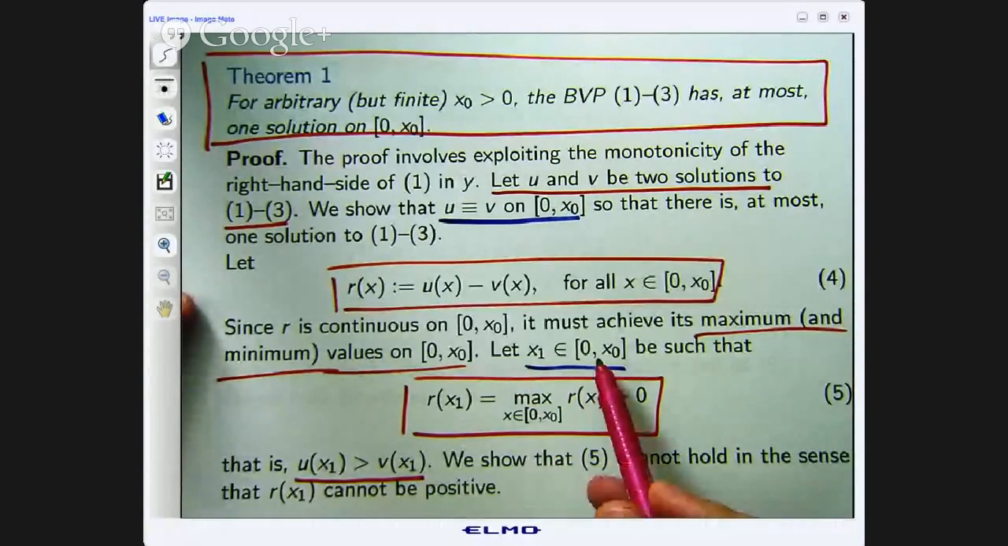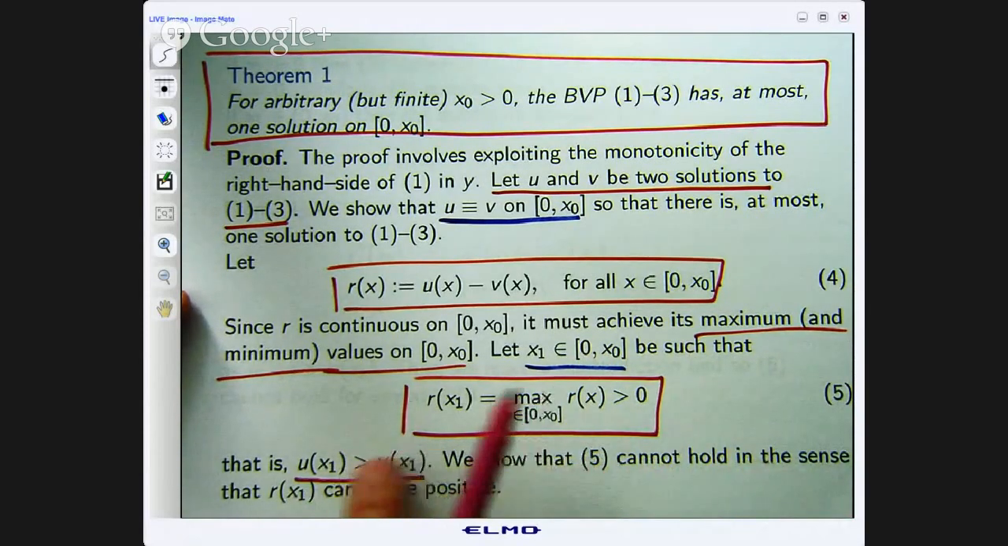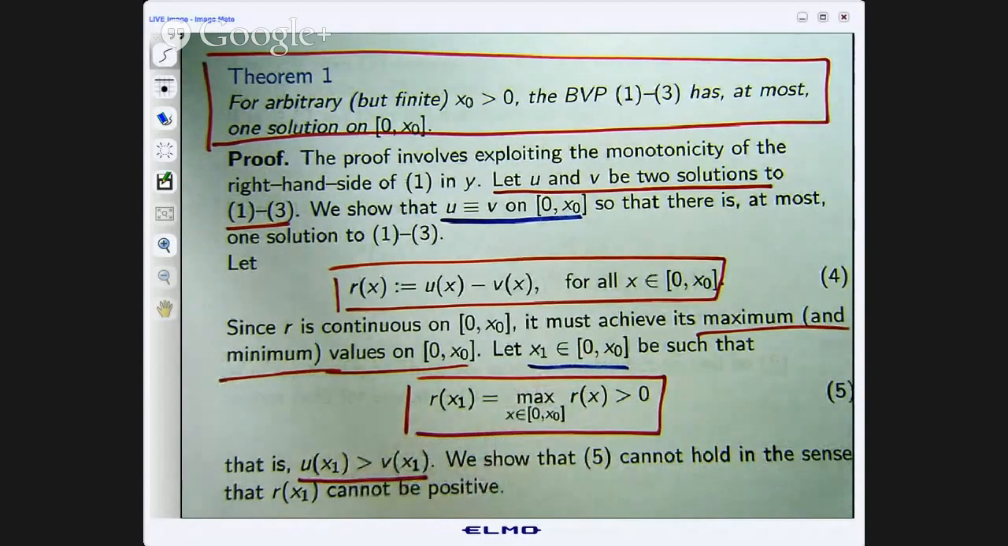Okay, so let x0 be the point in this interval which we know exists, where R has its maximum value, and let's assume that the value of R at x1 is positive. Let me just share my screen with you again. So let x1 be the point in this interval such that R of x1 is the maximum value and it's positive. That is, u of x1 is greater than v of x1. What we're going to do is show that this cannot hold.